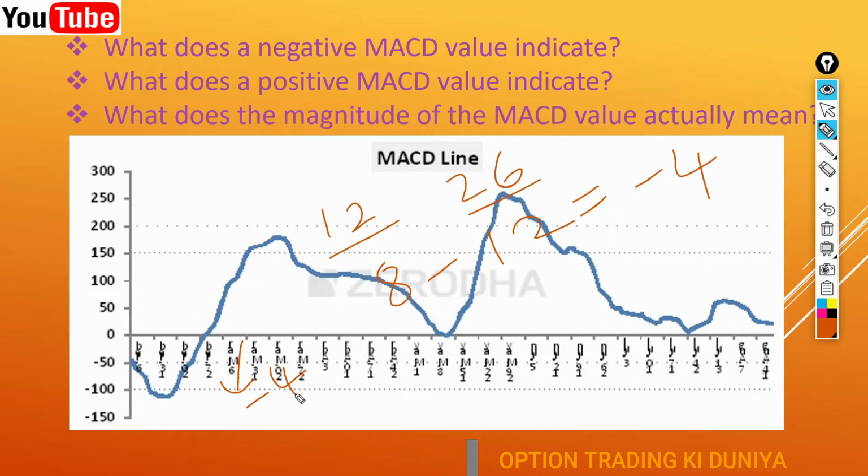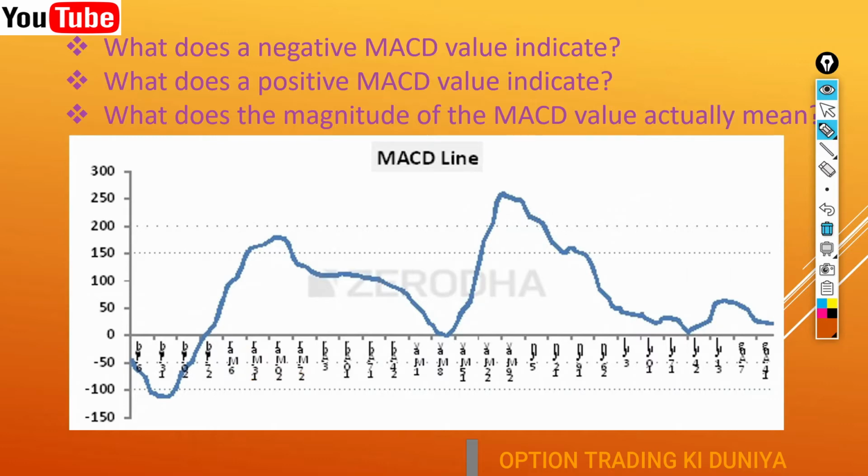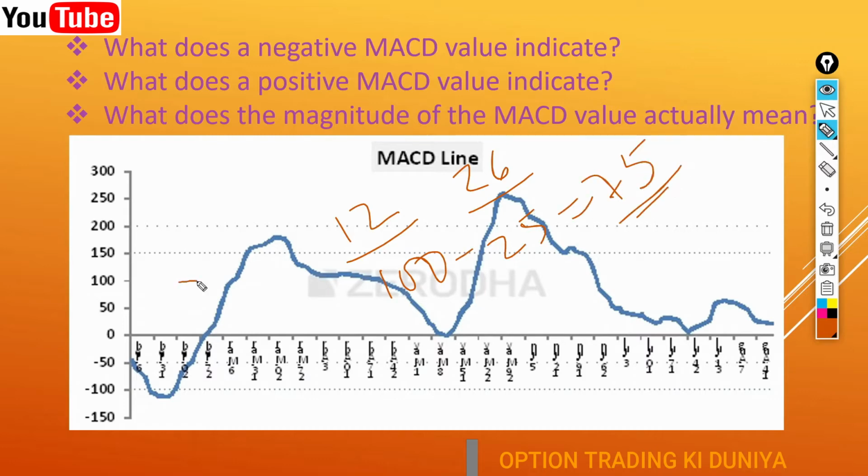The opposite is if the shorter-term moving average, for example the 12-day exponential moving average, let us take as 100. And then we have the 26-day moving average as 25. So the difference is equal to 75. So we have plus 75, which means there is strength in the market. So above 0 there is strength, below 0 there is weakness. So that is the meaning of MACD positive and MACD negative.